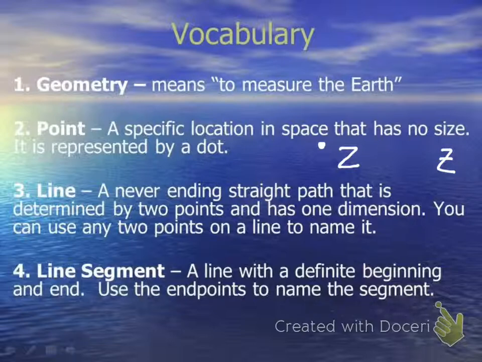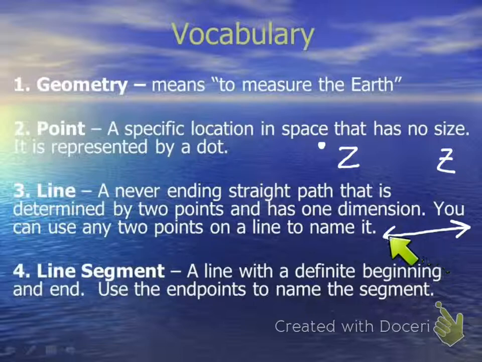The next one we are going to talk about is a line. A line is a never-ending straight path that is determined by 2 points and has one dimension. You can use any 2 points on the line to name it. So I'm going to draw a line for you. The important thing to remember about lines is they go on forever in both directions. So this line is going on and on and on and on forever in this direction, all the way through the hall, into that next Spanish room, and out the window.